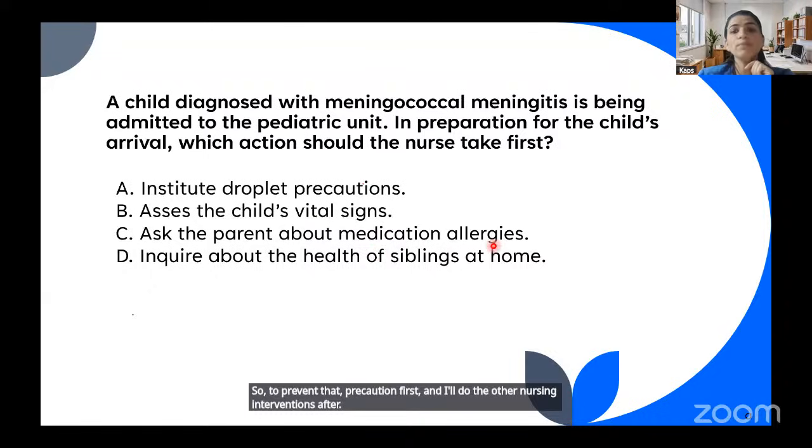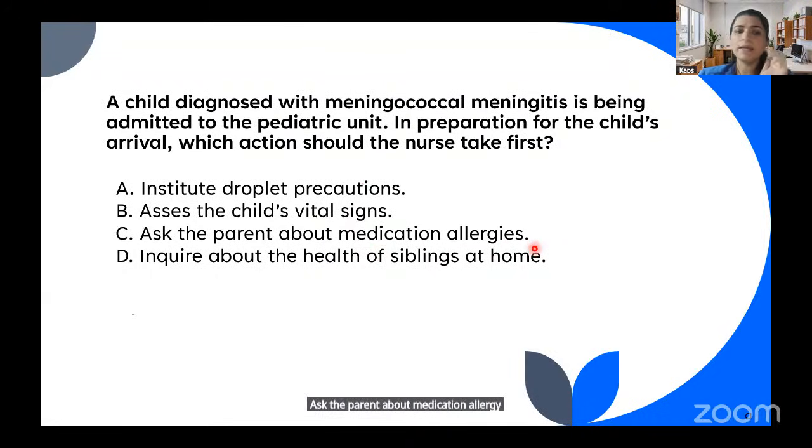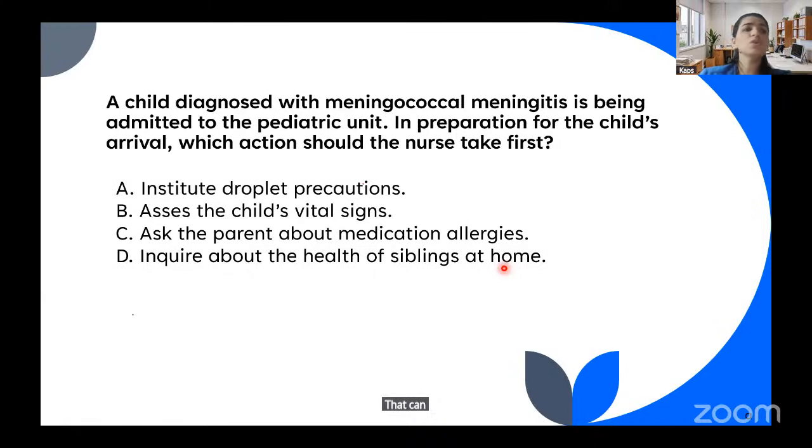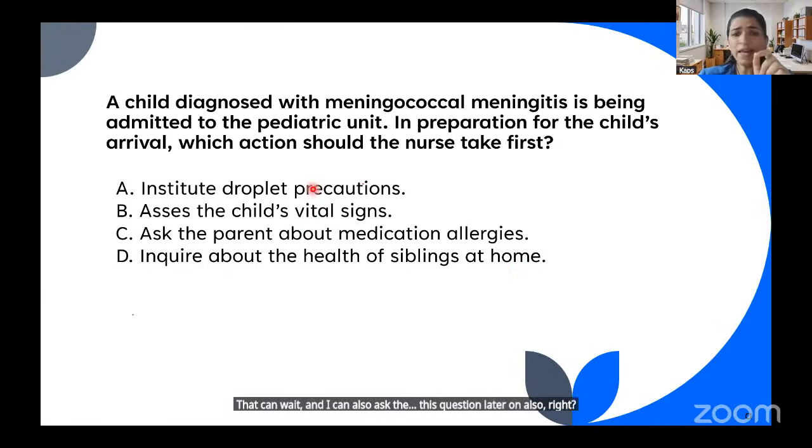Ask the parent about medication allergy. That can wait. I can ask that later on also. Even this is also one of the right answers as well. Inquire about the health of the siblings at home. That is a part of your nursing assessment, the history taking also. That can wait, and I can also ask this question later on, right? So see, everything sounds good, but I would do the droplet precaution first.